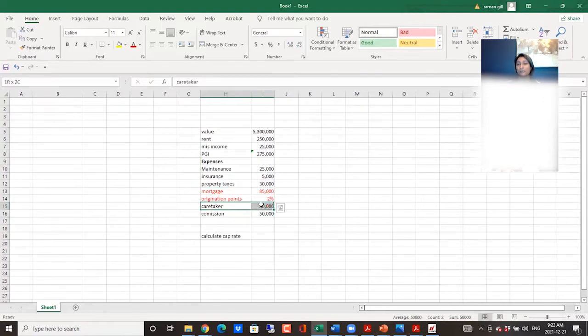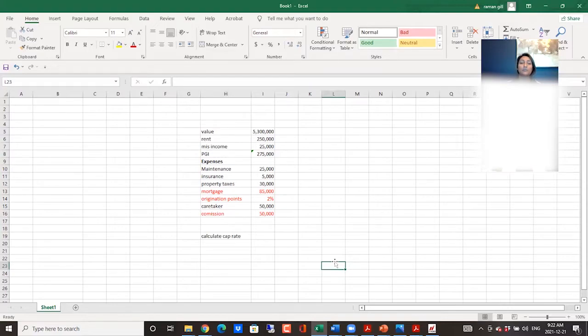Caretaker. Mortgage is a regular expense, right? No, mortgage is not counted when we're talking about calculating the net operating income or cap rate. So we would take that out. Caretaker, yes, this is an actual operating expense. Commission, again, below the line expense, we do not take that into account.